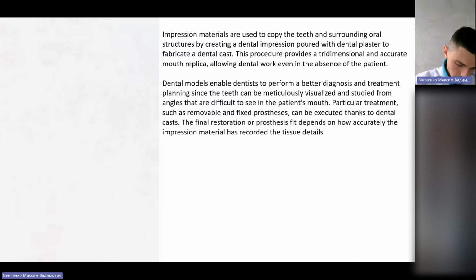What about these dental casts, dental models in our practice when we, for example, work orthodontically with our patients? Due to our law, we must make these dental casts before treatment, and they must be kept in the clinic for 5 years after we treated our patients. So it is very important during our clinical practice to make these models.